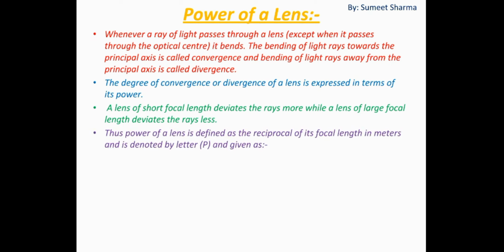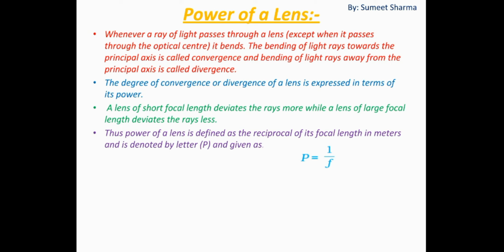Thus, power of a lens is defined as the reciprocal of its focal length in meters and is denoted by letter P and given as, तो जो पावर है लेंस की वो कैसे डिफाइन की जाती है? It is defined as the reciprocal of the focal length in meters. उसको P लेटर से डिफाइन करते हैं, डिनोट करते हैं पावर को, and it is given as P is equal to 1 upon f. So this is power. Power is the reciprocal of the focal length of the lens.